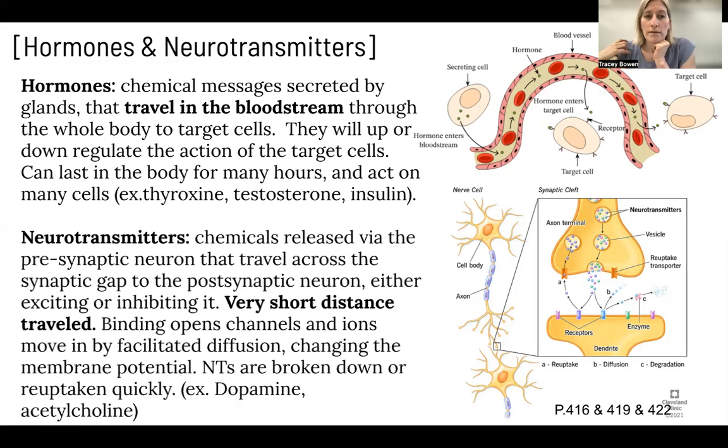And then neurotransmitters are chemicals that are released via the presynaptic neuron, going to the postsynaptic neuron or to an effector. And they're going to travel across that synaptic gap to the postsynaptic neuron, either exciting it or inhibiting it. So there's a very short distance traveled here. Their binding opens channels and ions move in by facilitated diffusion, and that's going to change the membrane potentials. Neurotransmitters are broken down or reuptaken quickly, such as dopamine, which is uptaken, and acetylcholine, which is broken down. So you can see hormones and neurotransmitters, their action pathway is quite different.